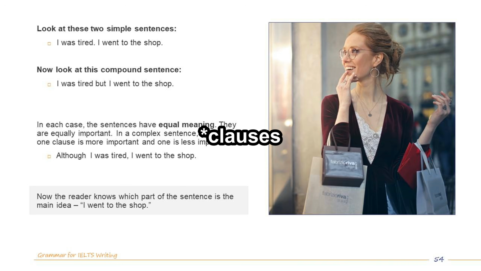In each case, the sentences have equal meaning. They are equally important. In a complex sentence, however, one clause is more important and one is less important. Although I was tired, I went to the shop. Now the reader knows which part of the sentence is the main idea. That's I went to the shop.